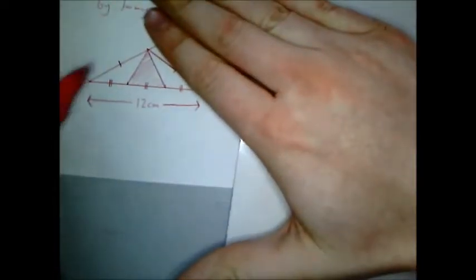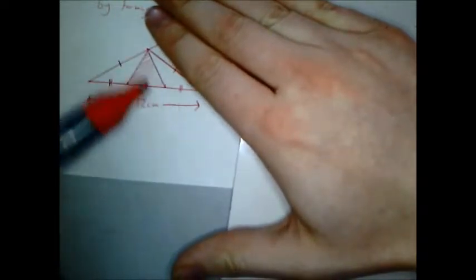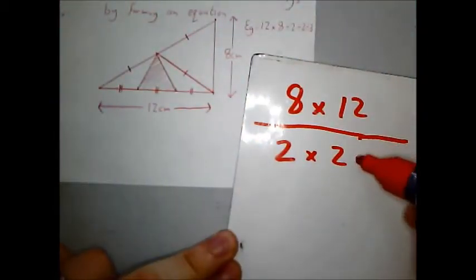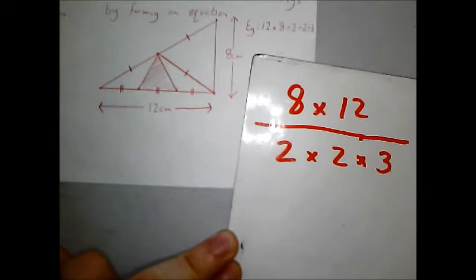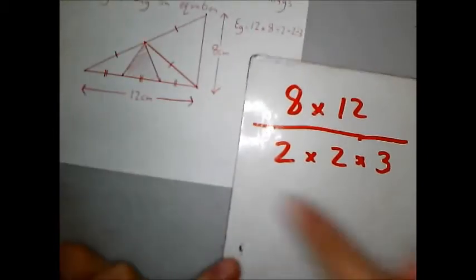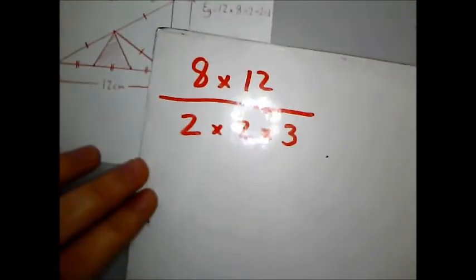I then want to spot that actually this has been split into 3 equal pieces. So then I'm going to find a third of my answer, or divide by 3. So that means multiply my denominator by 3. Okay, and this will give me, if I worked out this answer, the area of my final answer.